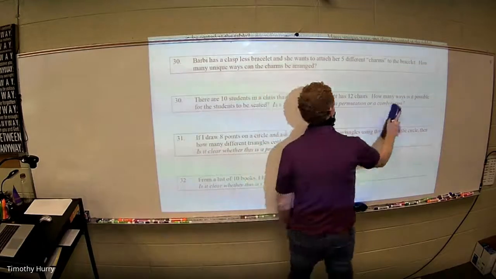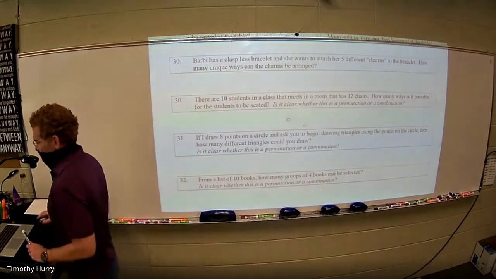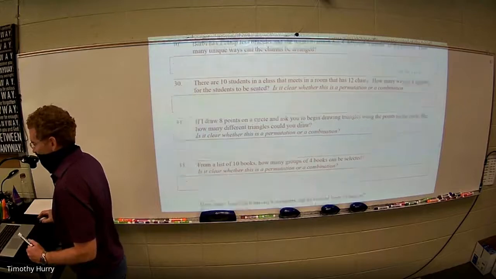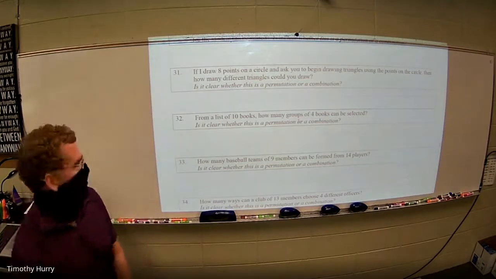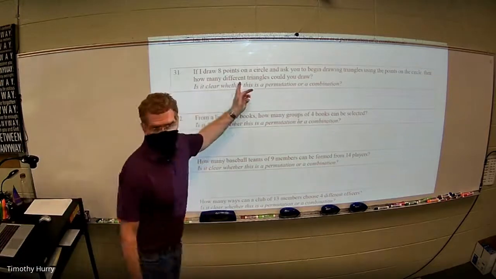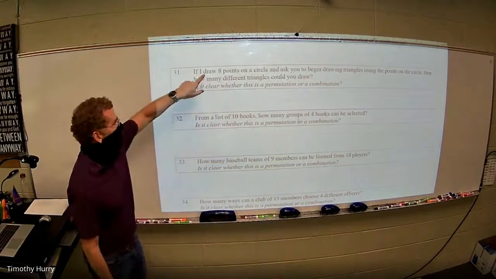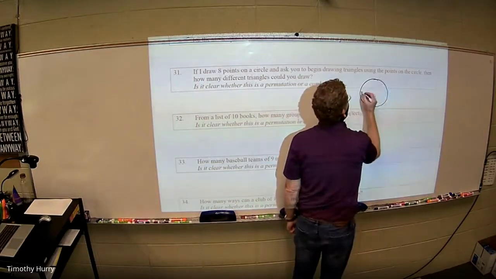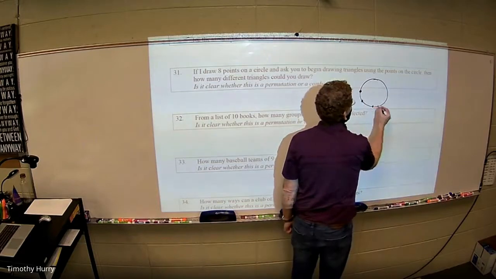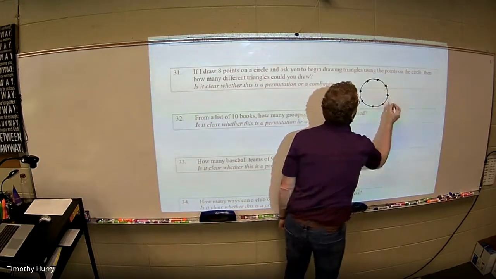Moving on. Great little math team question right here. 31. If I draw 8 points on a circle, in fact, this would be an easy one. I'm going to give you a harder version, but you'll see it a couple times. 8 points on a circle. So here's my circle. I'll just simulate it with 8 points, just randomly. So those are 8 points.